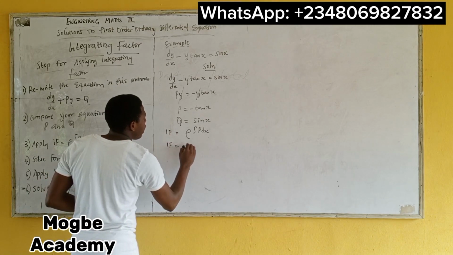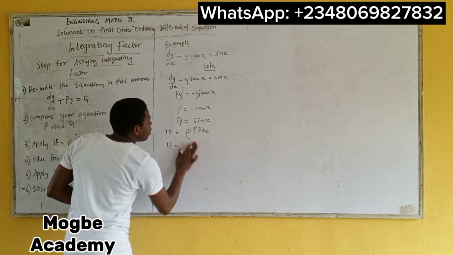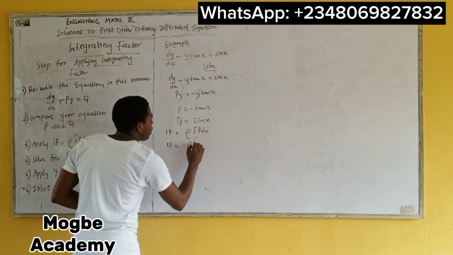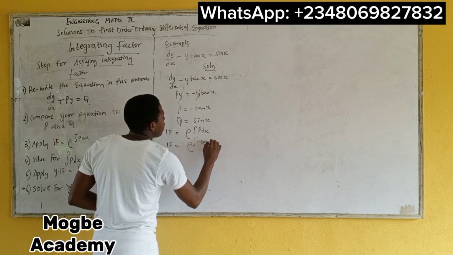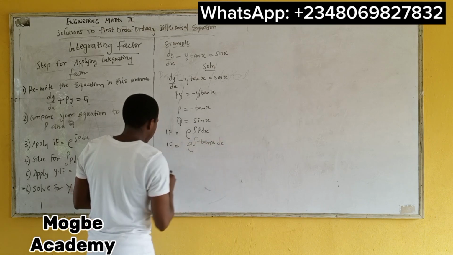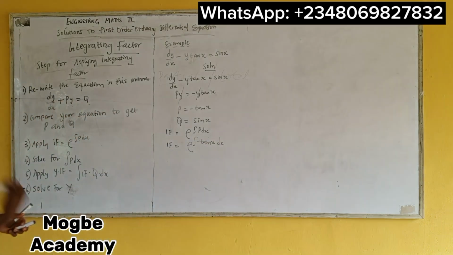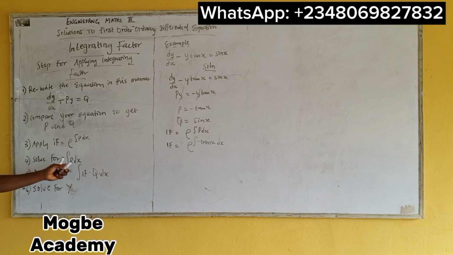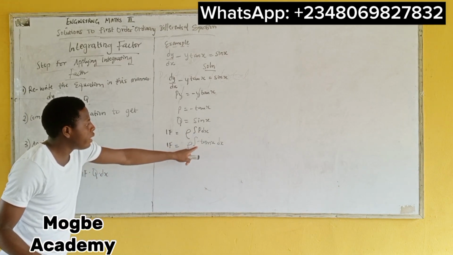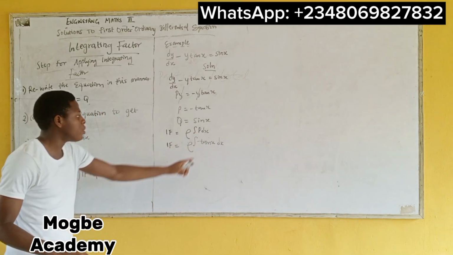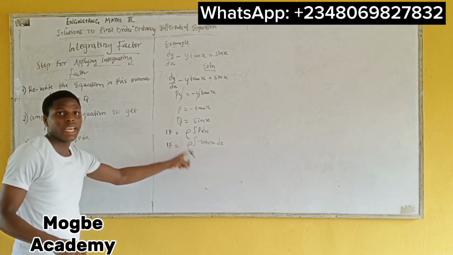We have IF is equal to exponential raised to the power of integral of what? What's our p? Minus tan x dx. That's our p. Now the next thing is to solve for integral of p dx. Our integral of p dx is this. So we are picking this out to solve for it, then substituting it back into the exponential.